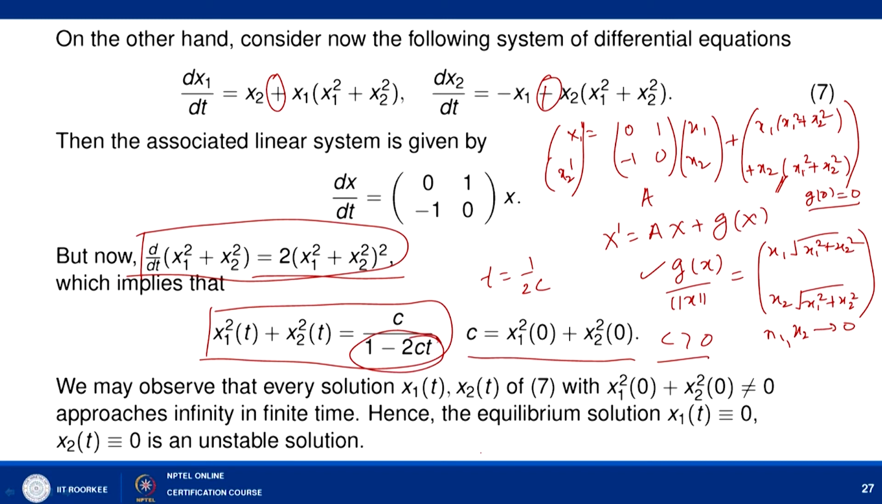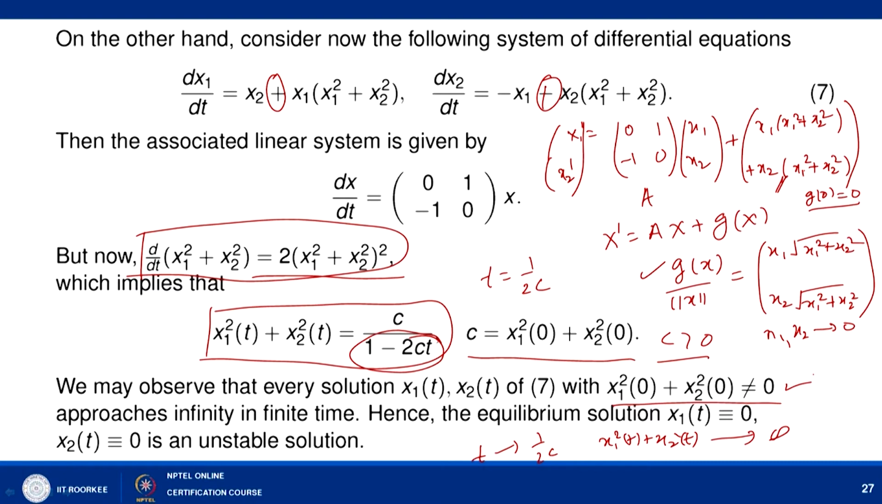So it means that as t tends to 1 upon 2c, the expression x1 square t plus x2 square t is going to be larger and larger, and we can say that x1 square t plus x2 square t tends to infinity. Here we are assuming the condition that x1 square 0 plus x2 square 0 is non-zero. So we are considering any solution other than the trivial solution.